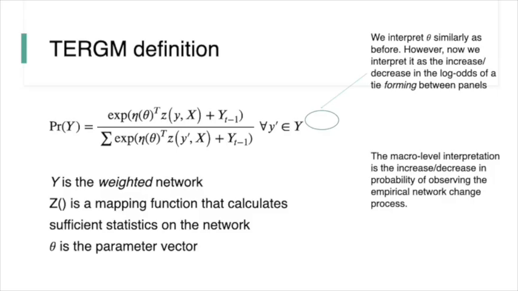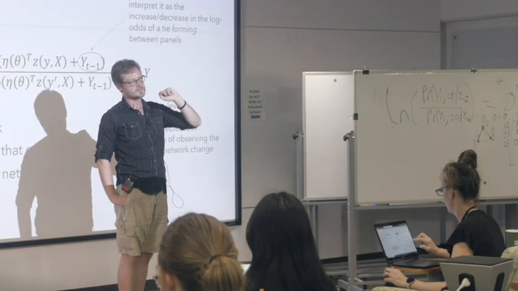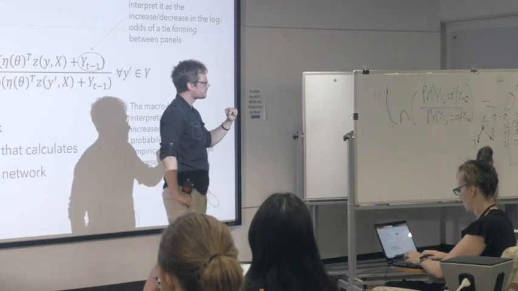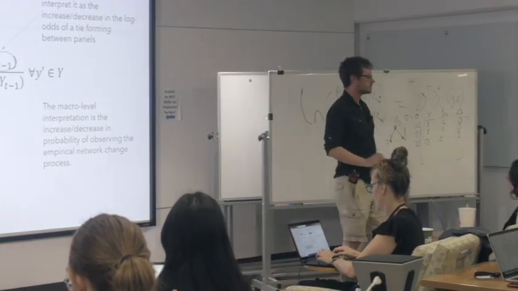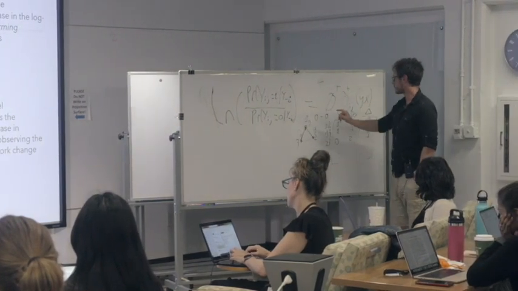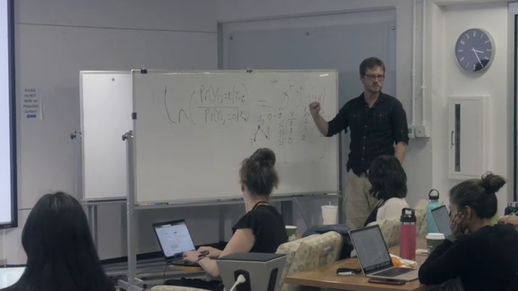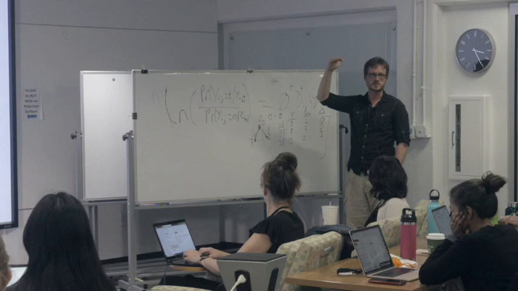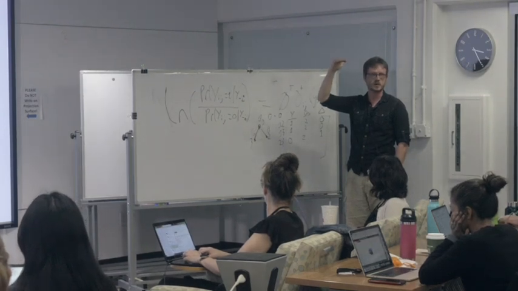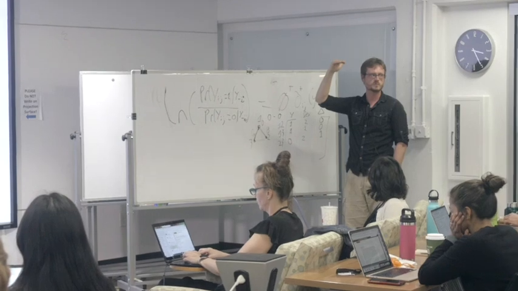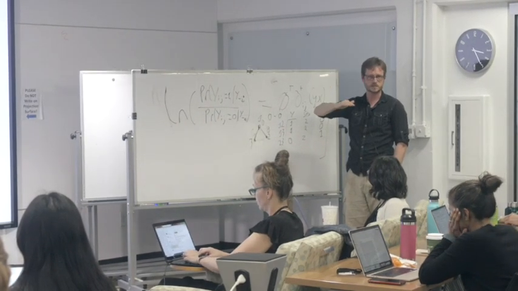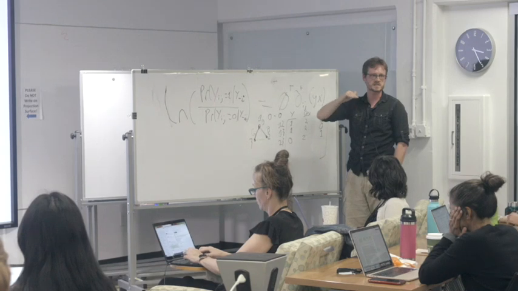We can interpret theta similarly as before. Again, what I really want to emphasize is we're still working within a framework that is very similar to logistic regression. But now what we're talking about is the increase or the decrease in the log odds of a tie forming. So if we, for example, were to model a TERGM with this type of functional form, and let's say we just have sex as the independent variable, a positive coefficient for sex would tell us that boys are more likely to form new ties between panels as compared to girls. A negative coefficient would mean boys are less likely to form new ties between panels as compared to girls.